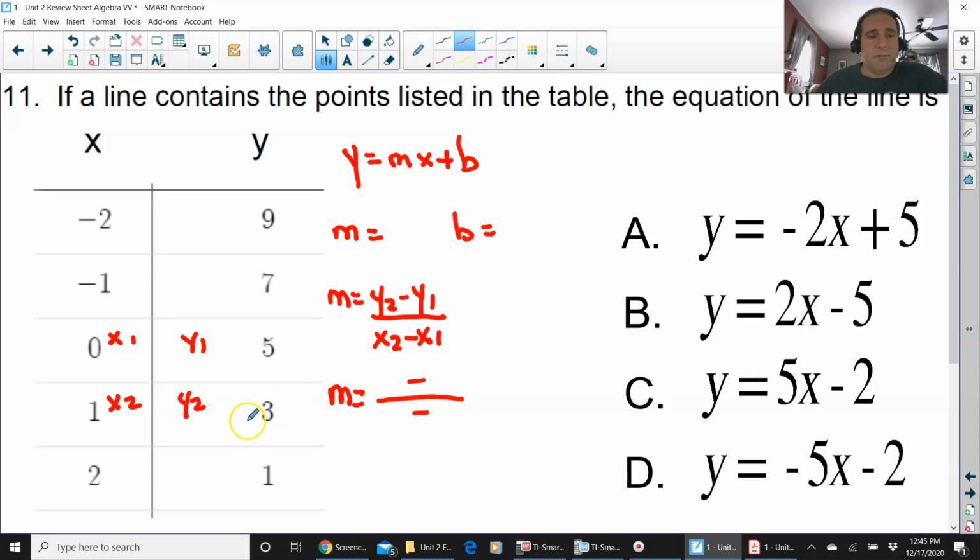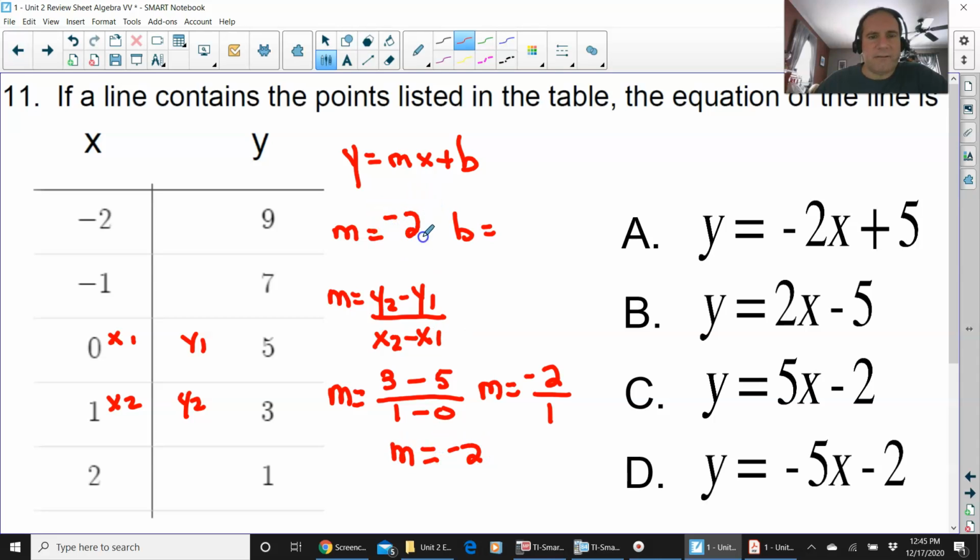y2 minus y1 is 3 minus 5. And x2 minus x1 is 1 minus 0. So I'm going to bring the, should I bring the calculator? No, I don't need the calculator. 3 minus 5 is -2. 1 minus 0 is 1. So the slope is -2.